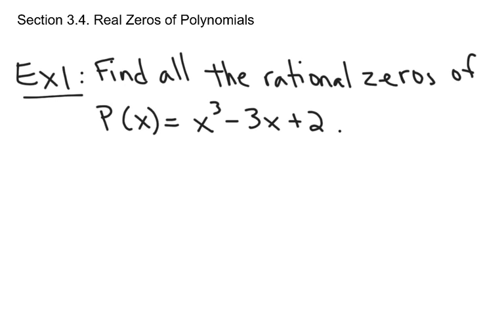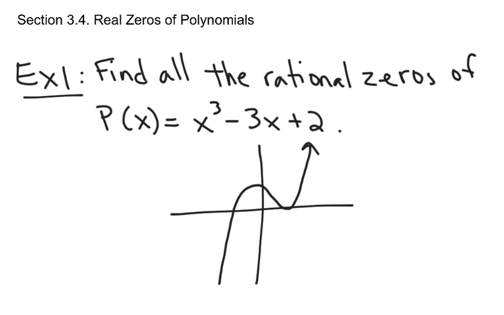So in example 1, I'm going to find all the rational zeros of p of x equals x cubed minus 3x plus 2. When you graph it, the graph looks something like this. This zero is clearly at negative 2, and this one is at 1. So the zeros are negative 2 and 1.